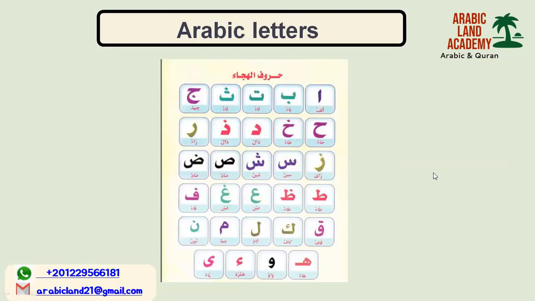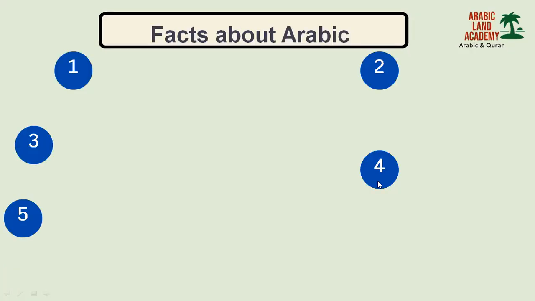In this chart, you will see the Arabic characters. There are 29, and we will learn, inshallah, their names, their shapes, their sounds, everything about them. But this is like introduction. We have some facts about Arabic. We are going to speak about 5 of them. Maybe you will need them in this level.